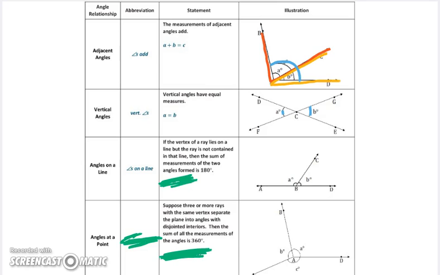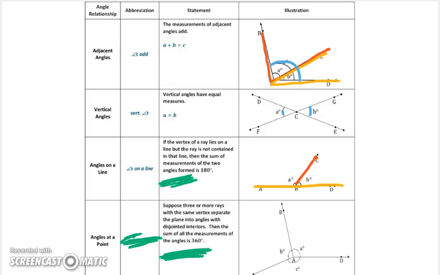I hope we can remember, let's see if you do, how many degrees are on a straight line. I'll give you a couple seconds to think about that. If you read the statement, you might find out. So I'll read the statement to you. If the vertex of a ray lies on the line, and if you don't remember what a ray is, it's kind of like a line, but it only goes on forever in one direction. Notice this one right here just keeps on going up. It doesn't go backwards. So again, if the vertex of a ray lies on a line, but the ray is not contained in that line, then the sum of the measurements of the two angles formed is 180 degrees.